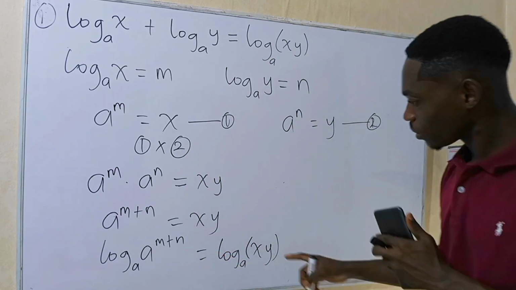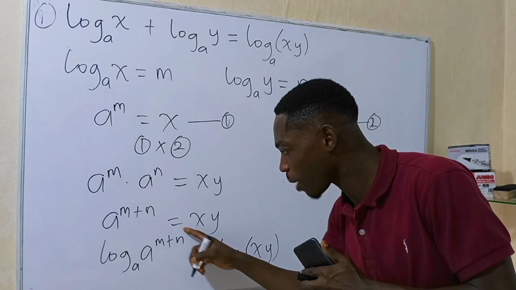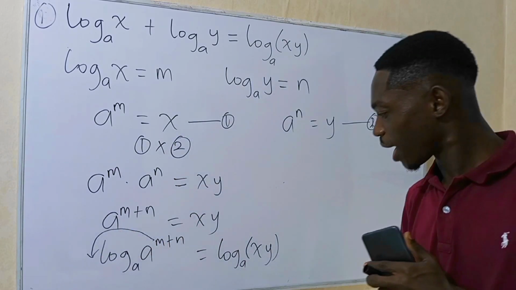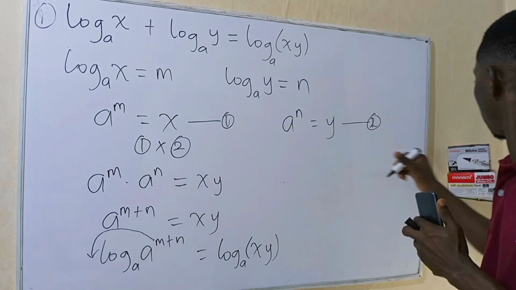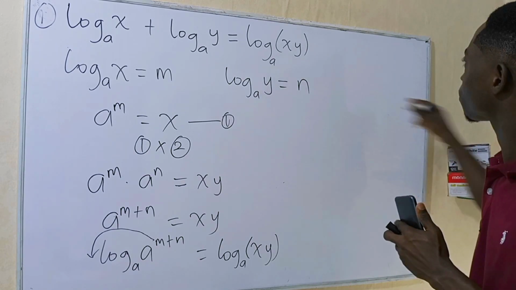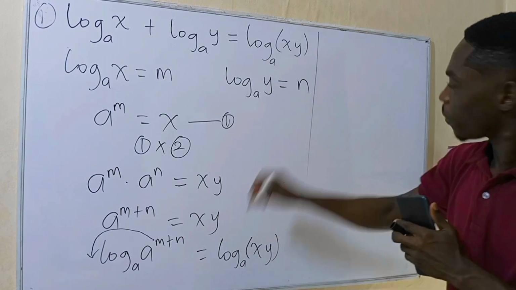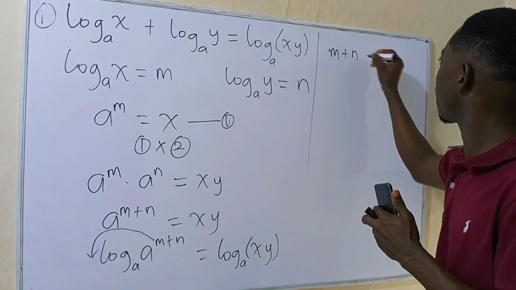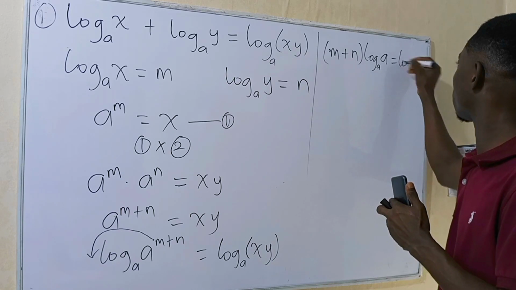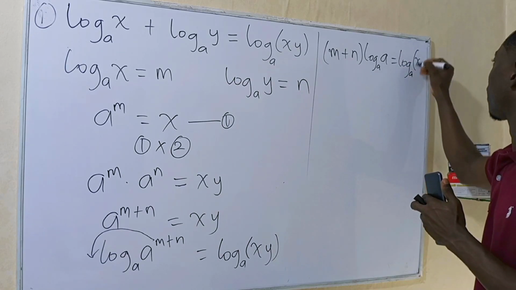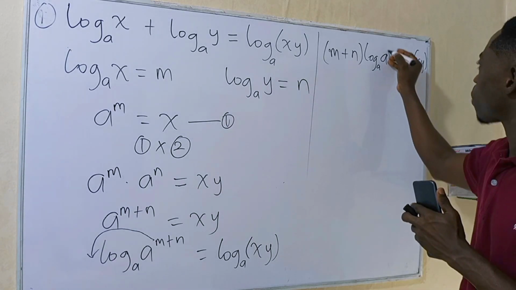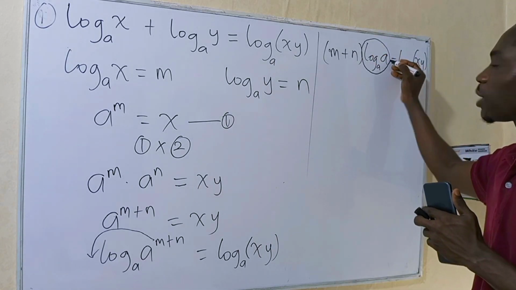Now guess what? This power right here, we can move it all the way to the front. And if we do that, we will end up getting, of course, let me get rid of this equation and then proceed from here. Cool. So we are going to have m plus n multiplying log base a of a, which is equal to log base a of xy. Easy.